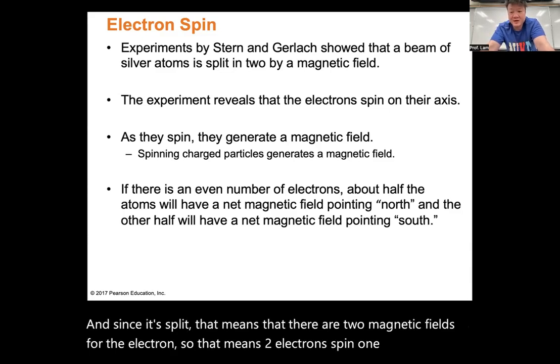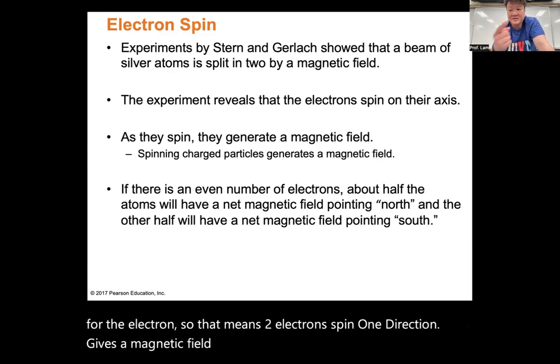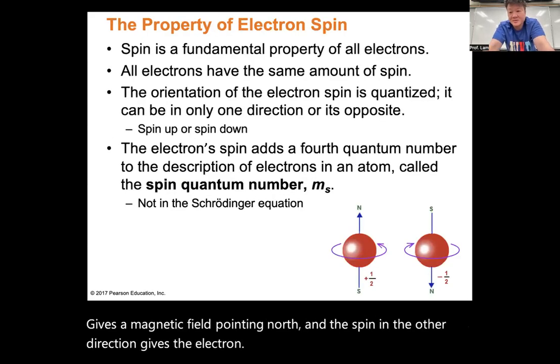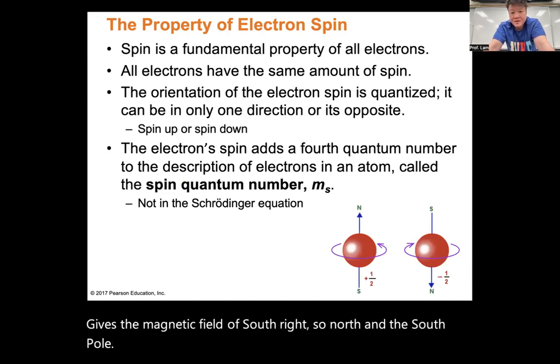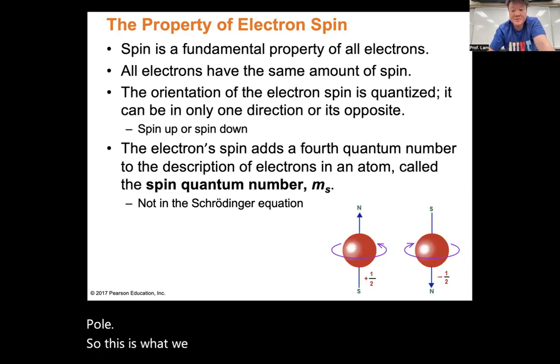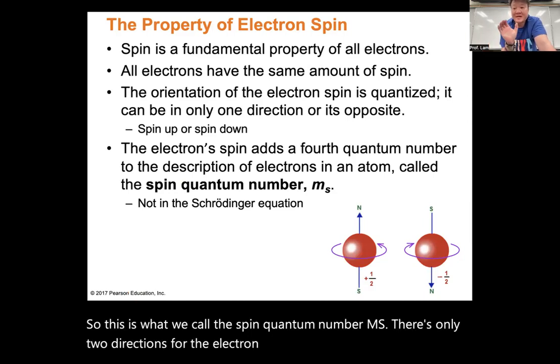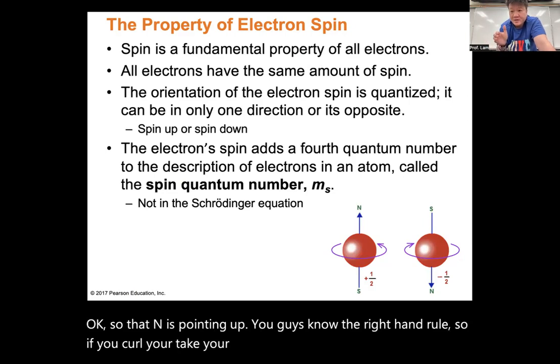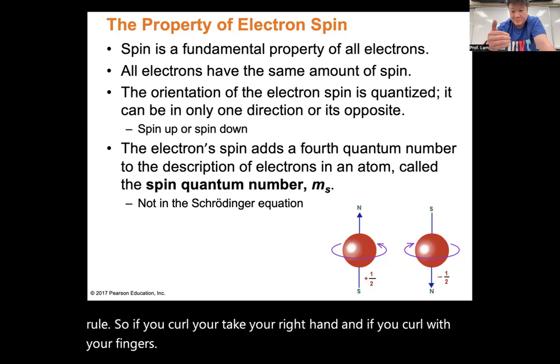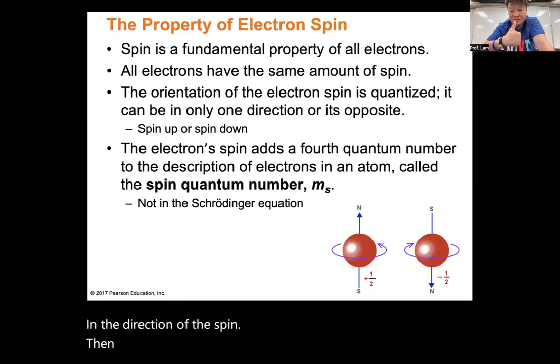So that means two electron spins. One direction gives a magnetic field pointing north, and the spin in the other direction gives the magnetic field of south, right? So north and south pole. This is what we call the spin quantum number, ms. There's only two directions for the electron spin. When it's spinning like this, that north is pointing up. You guys know the right hand rule. If you take your right hand and curl your fingers in the direction of the spin, then your thumb will tell you which direction is north.